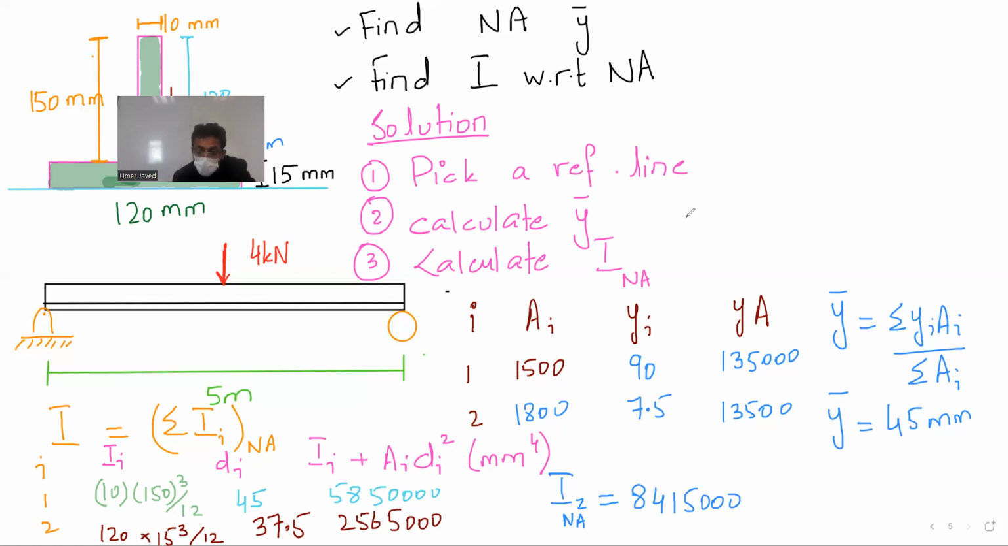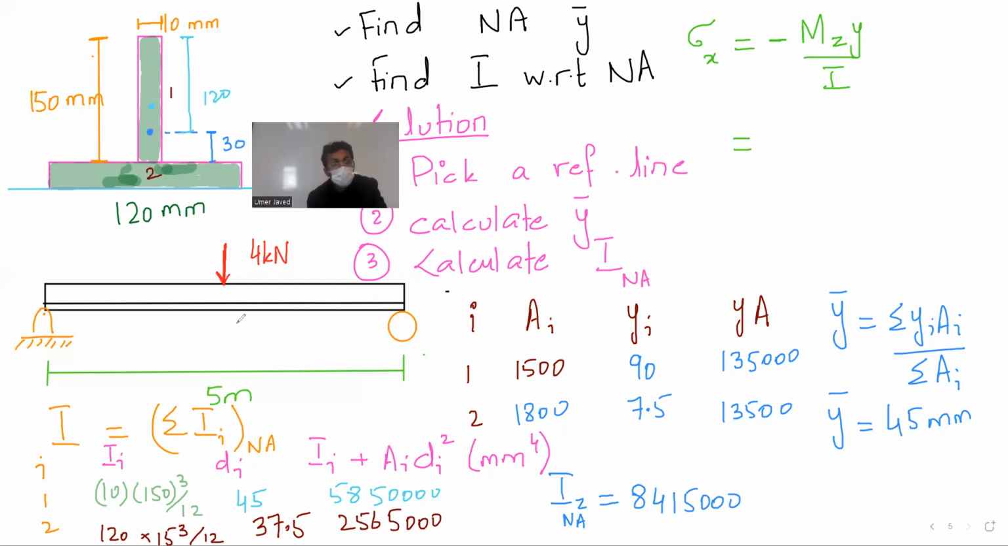And last but not least, the formula is, I think we have students who are not following this. I will explain. Stress sigma x equal to minus Mz y over I. Now the moment we calculated, anyone? What was the moment? I forgot. This is 4, this is 5. There will be a 2 here. So 2 multiplied by 2.5 is 5. So minus.